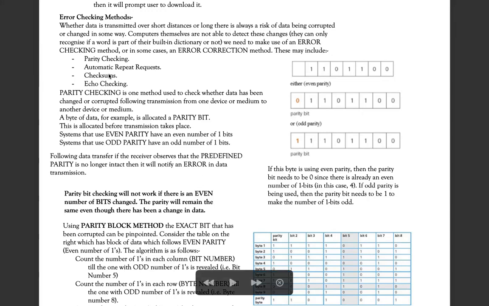Now, we have to discuss some methods over here. Some are error checking, the others are error checking and correction as well. So let's start by discussing first of all parity checking.